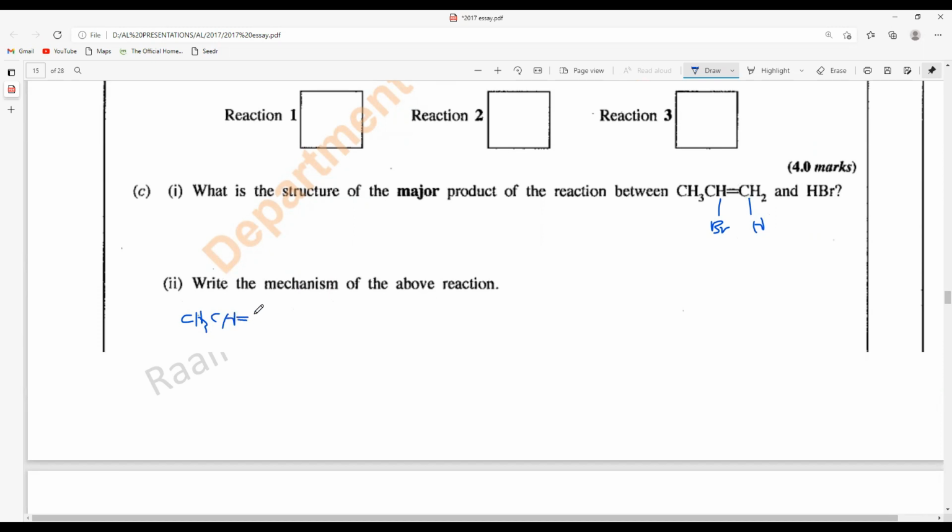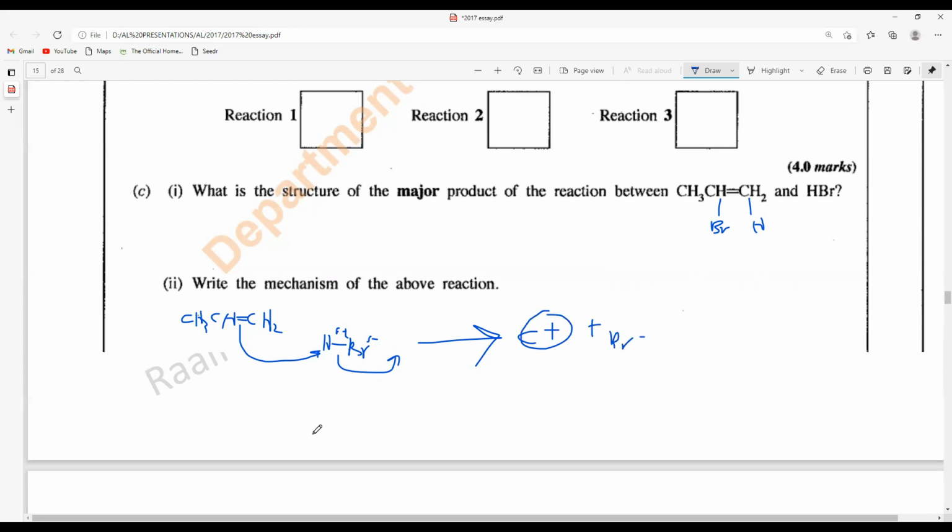So don't forget, the attack always starts from the pi bond. So this attacks the dipole, that is HBr. So this is a delta plus, and this is a delta negative. So this bond is going to be broken like this. So this is the first step that will form the carbocation, right? So it will form the carbocation plus Br minus.